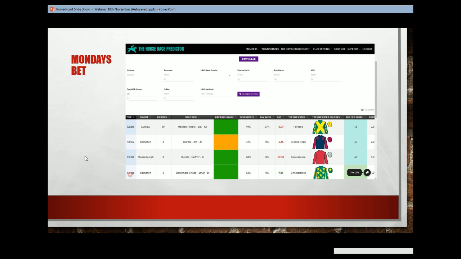I omitted that bet. Look at the next bet, 12.55 Kempton. It's amber, not a favourites race. 3 runners. Crook's Peak was top rated. I can tell you on that race, 1 runner was a non-runner, so there were 2 horses running in that race. Crook's Peak was second favourite, and there was an odds-on favourite. It was a no-brainer. Crook's Peak was the bet. Let's have a look at the staking.